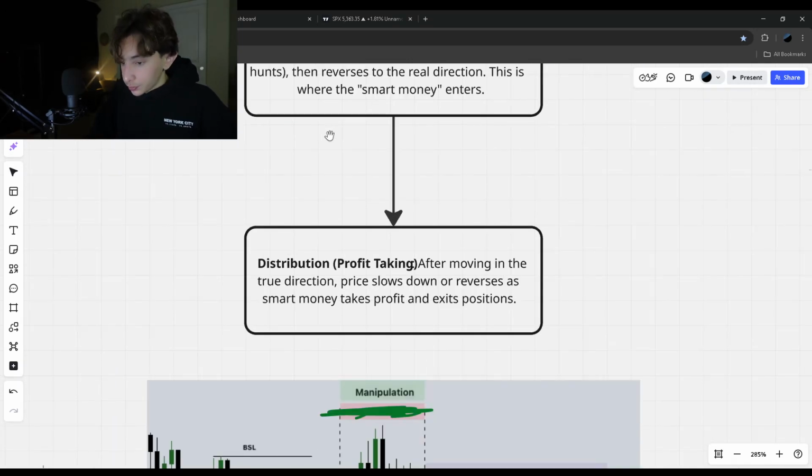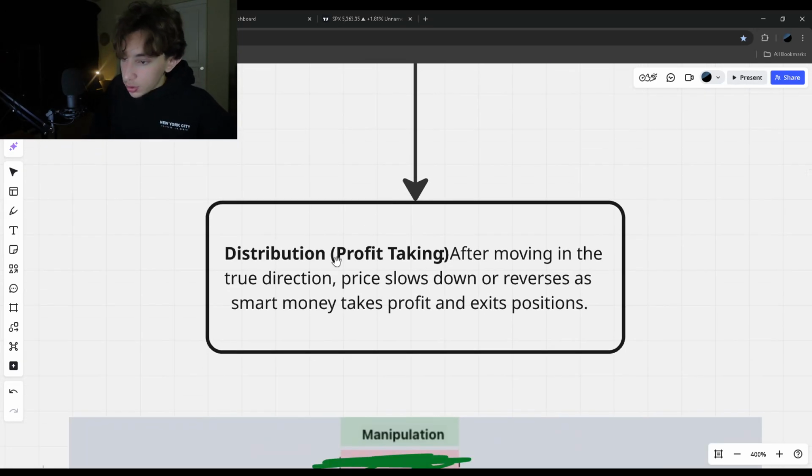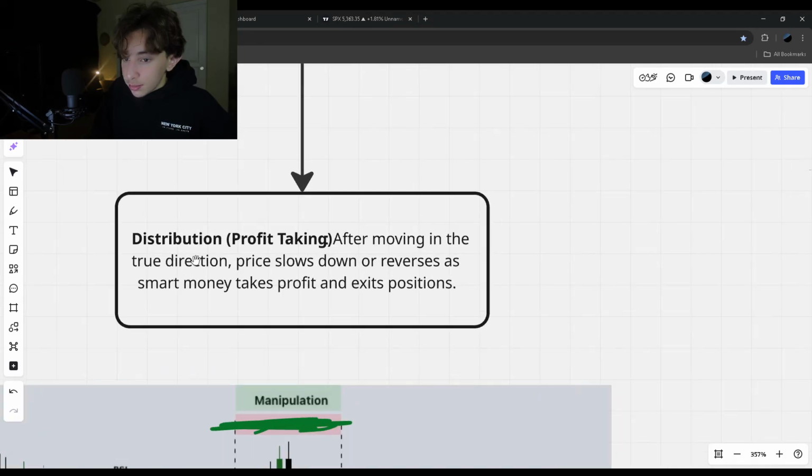Distribution. Profit taking. This is where you want to take your profit. This is where you want to enter the trade. Anyway, after moving in the true direction, price slows down or reverses as smart money takes profits and exits positions. So, distribution, the final step.